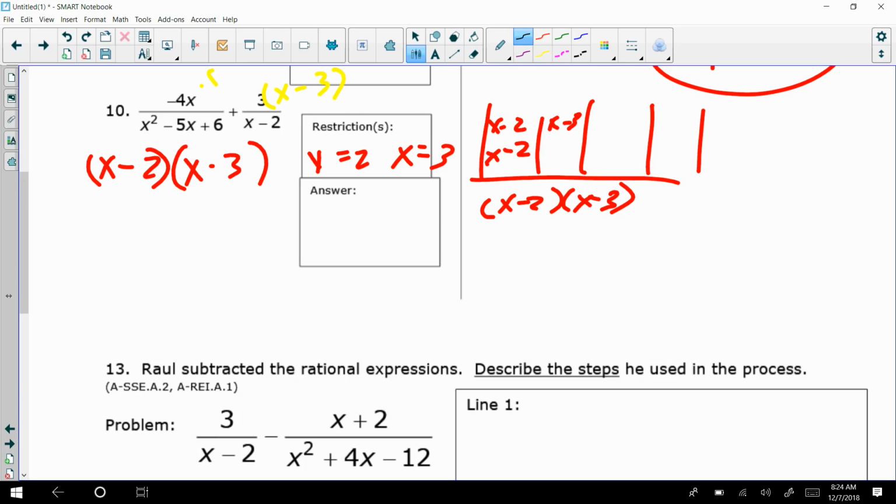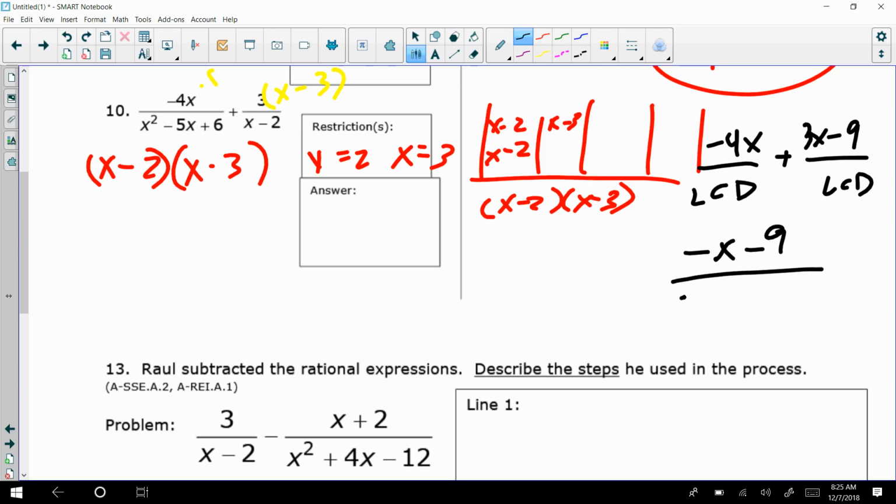So that means we're going to have these two fractions with this LCD. This is an addition problem. So on the top of this one, we have 3x minus 9, and then this one is negative 4x. So we just combine like terms. So we end up with negative x minus 9 all over x minus 2, x minus 3. That's our answer.